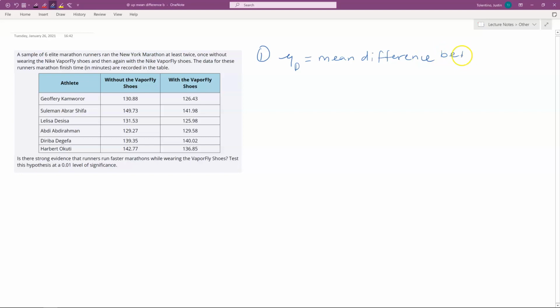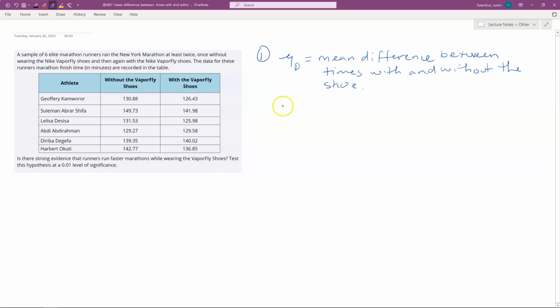between times with and without the shoe. So you'll notice how this is different in the fact that we only have one mean that we're defining. And then we're going to put this little subscript d to represent it's a difference that we're looking at.